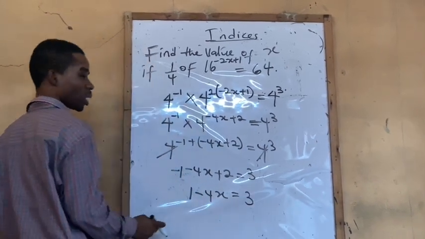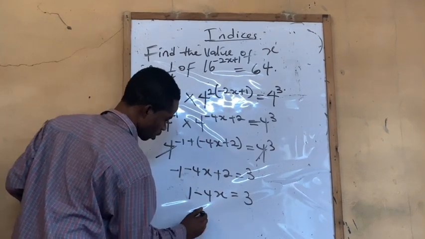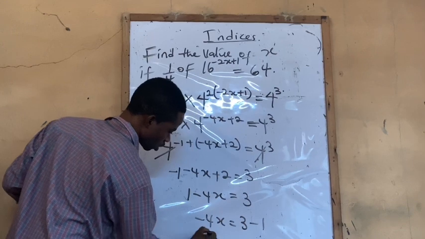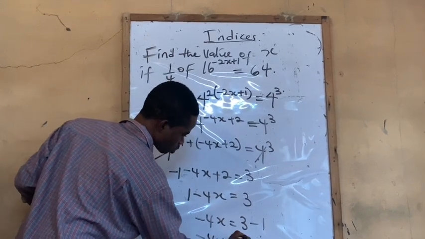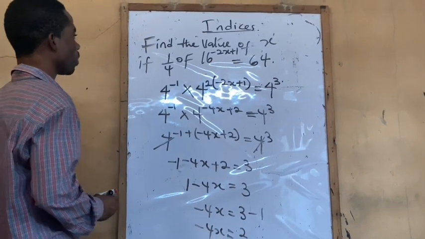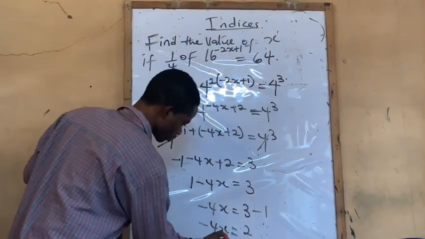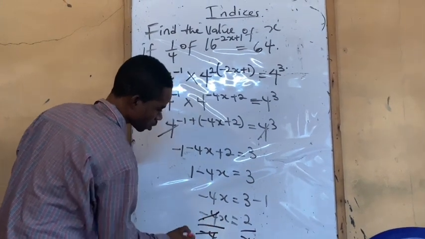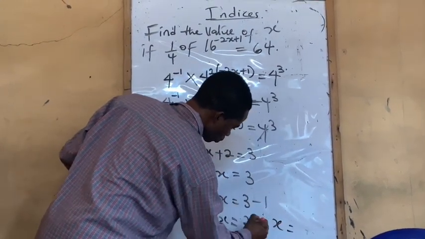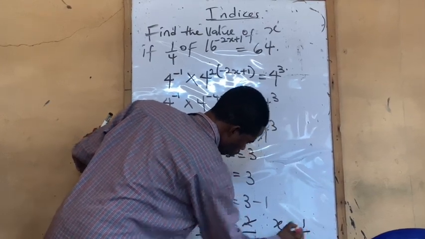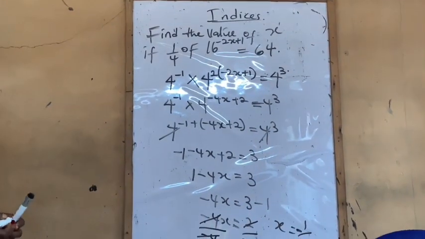If I collect like terms, the 1 will come to this side. Minus 4x equals 3 minus 1. Minus 4x equals 2, 3 minus 1 is 2. And we divide both sides by minus 4, minus 4 over minus 4. Let's cancel this. You have x equals 2 over minus 4, 2 ones are 2, 2 twos are 4. That is minus 1 all over 2.